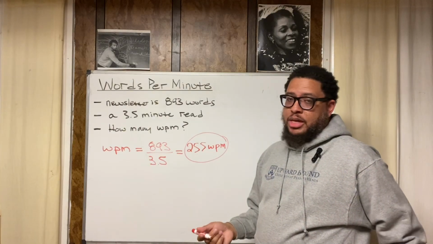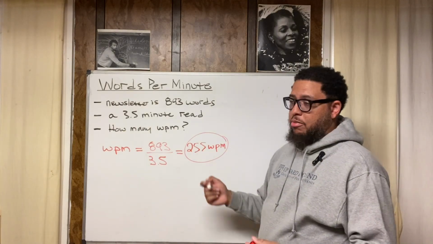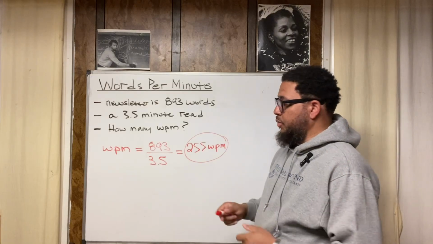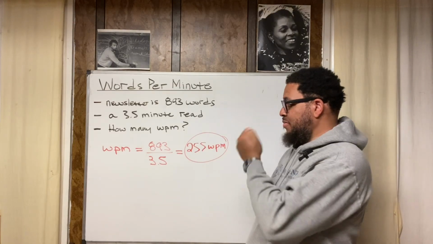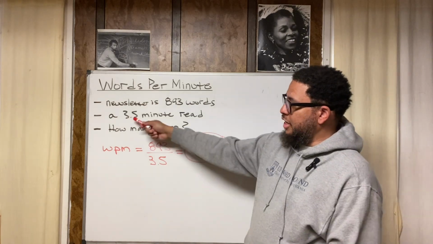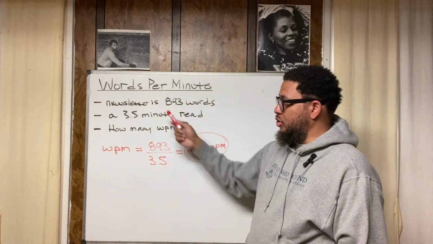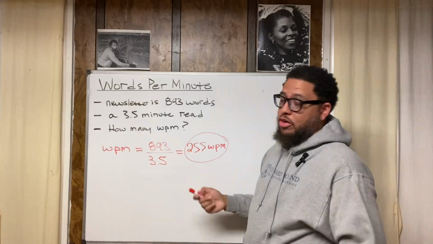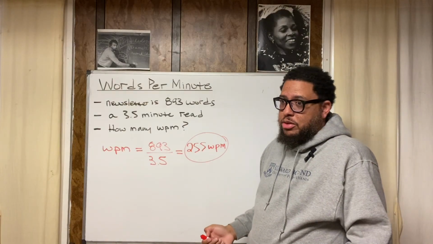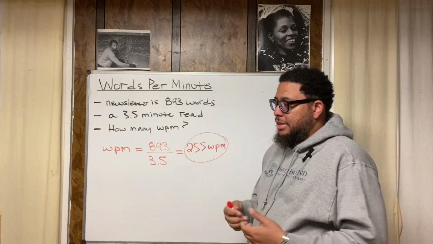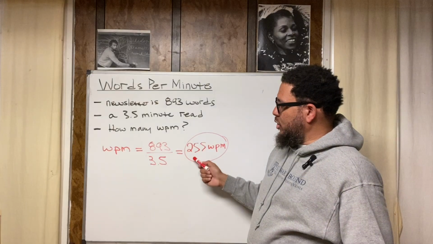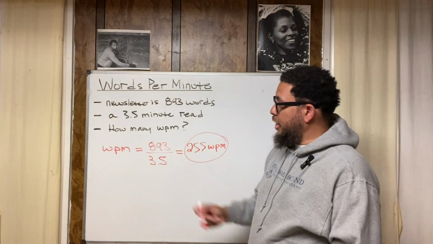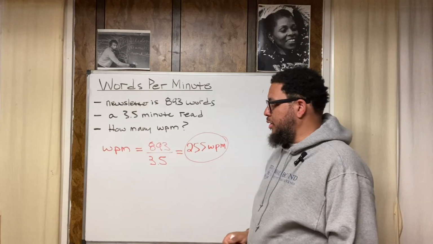Now we can ask some questions. What if I'm a fast reader? What if I read 300 words per minute? What if I read 350 words per minute? That means it wouldn't take me this long to read this newsletter, right? Or what if I'm a slow reader? I tend to be a slow reader. I like to take my time when I'm reading, right? So what if I only read 200 words per minute? Then that means it's going to take me longer than 3.5 minutes.